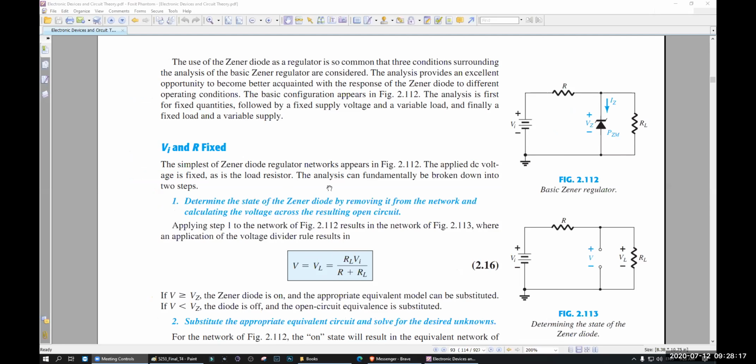Okay, today we will be learning about the Zener diode. A Zener diode is a special type of diode that works in reverse bias. In forward bias, it works exactly like a normal diode, but in reverse bias, it will take some predetermined voltage, and then after that, it will work.